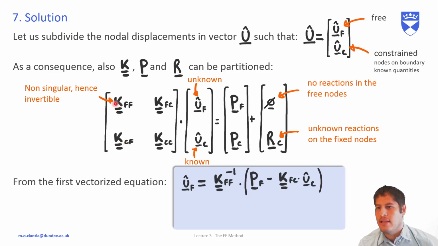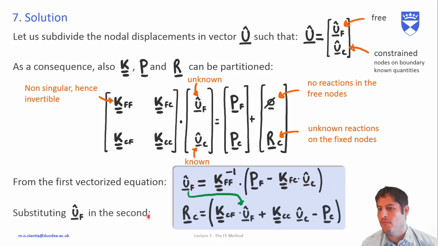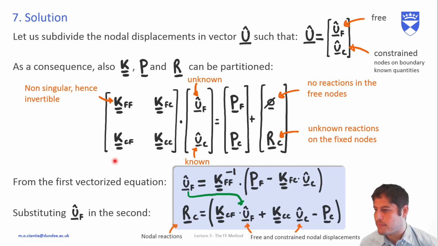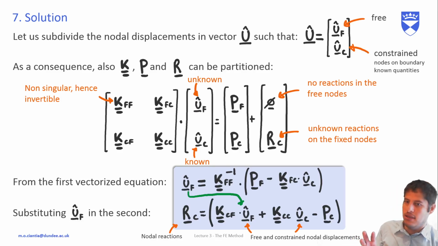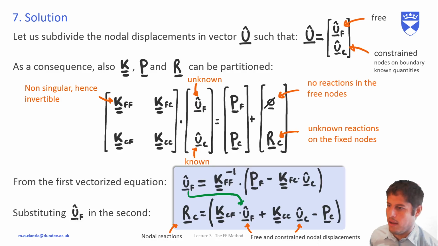So from the first vectorized equation, we can obtain UF by inverting KFF multiplying by P minus KFC UC. Now given UF, we can substitute it in the second and obtain the other unknowns, which are the reactions RC, where R are the nodal reactions, and free and constrained nodal displacements are UF and UC. In this way, we've now obtained the displacements and the reactions of our global problem.